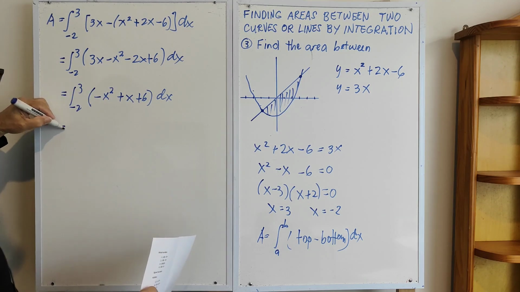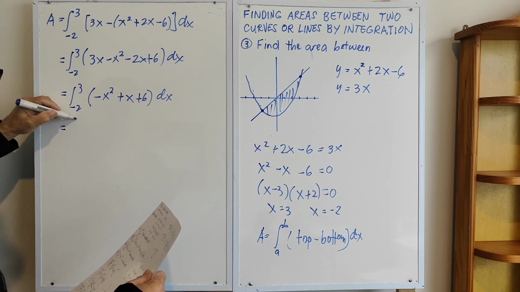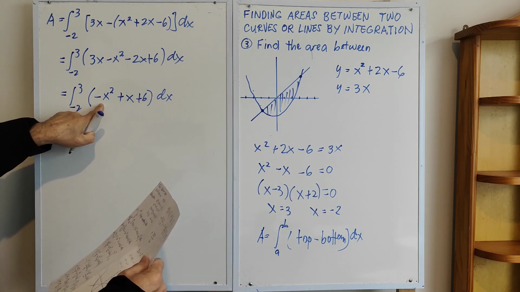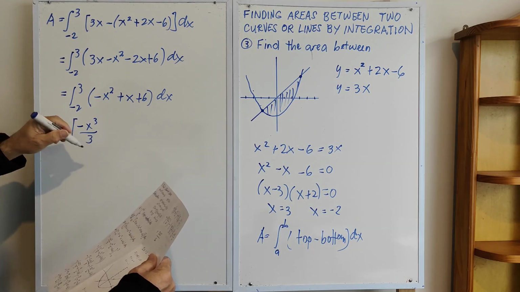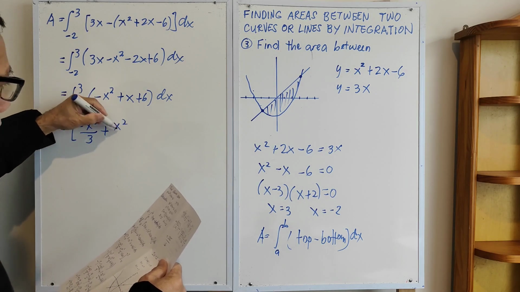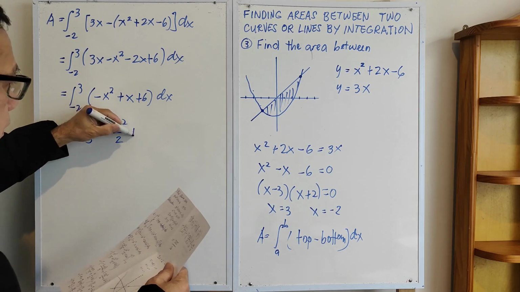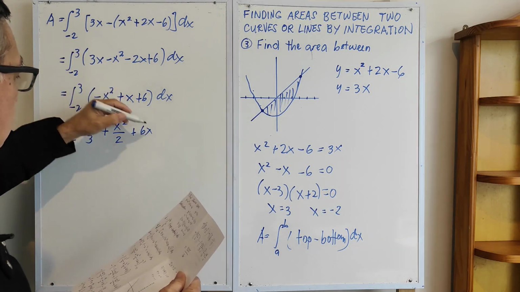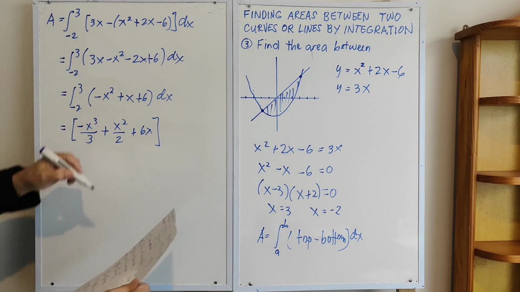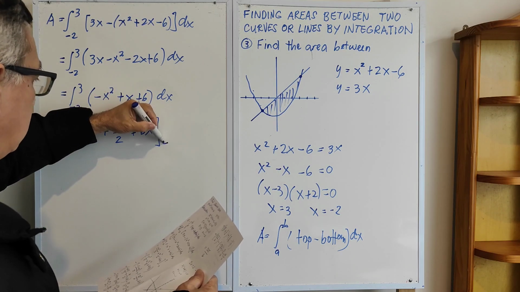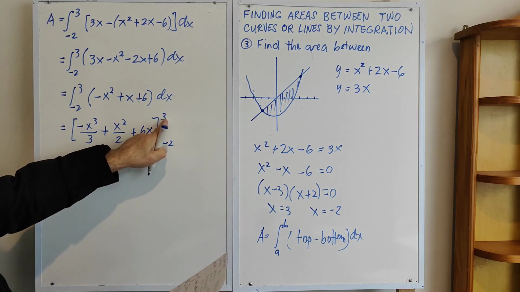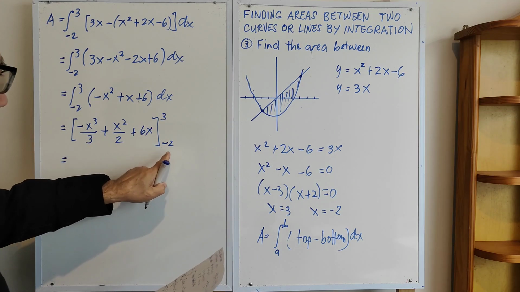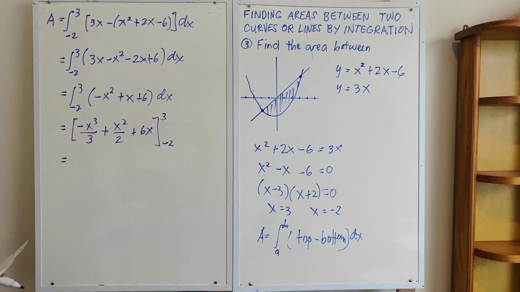So if we integrate, this will become negative x cubed over 3. This becomes x squared over 2. This becomes 6x. Evaluated from negative 2 to 3. So we substitute 3 to all of them, and then we substitute negative 2 to all of them.